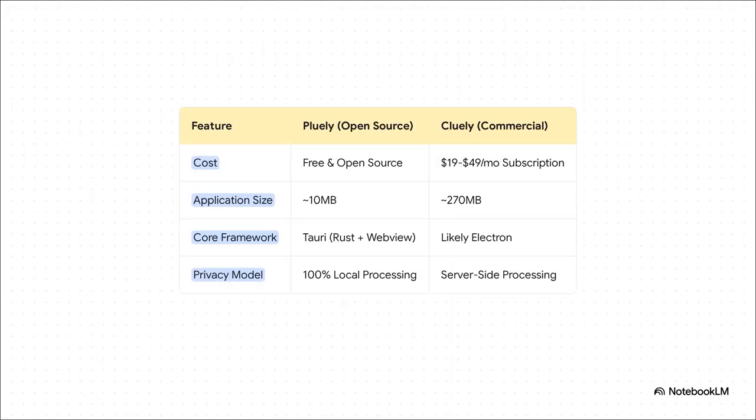And I mean, you can see it right away. This is a classic David versus Goliath situation. Look at this. Pluely is totally free, it's open source, and the app size is just about 10 megabytes. Its competitor? Well, that's a paid subscription service with an app that's around 270 megs.